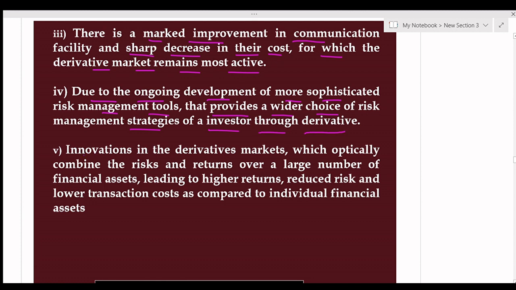Innovation in the derivative markets, which optimally combine the risks and returns over a large number of financial assets, leads to higher returns, reduced risks, and lower transaction costs as compared to individual financial assets.